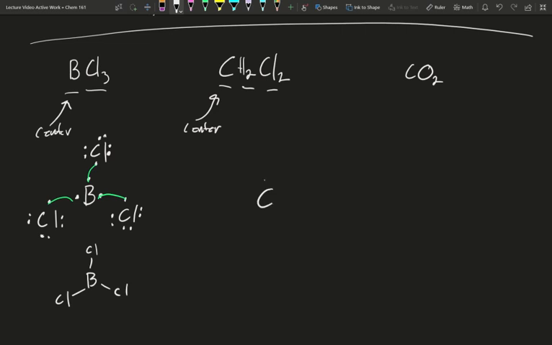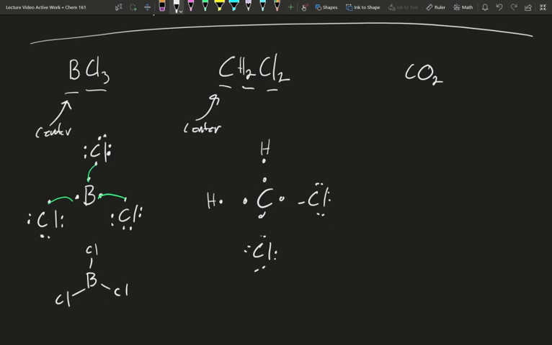I'm going to have carbon. It's going to have its 4 electrons. And then I'm going to have some hydrogens. I'm going to have some chlorines. Put the 7 electrons on my chlorines. Put the 1 on my hydrogens.